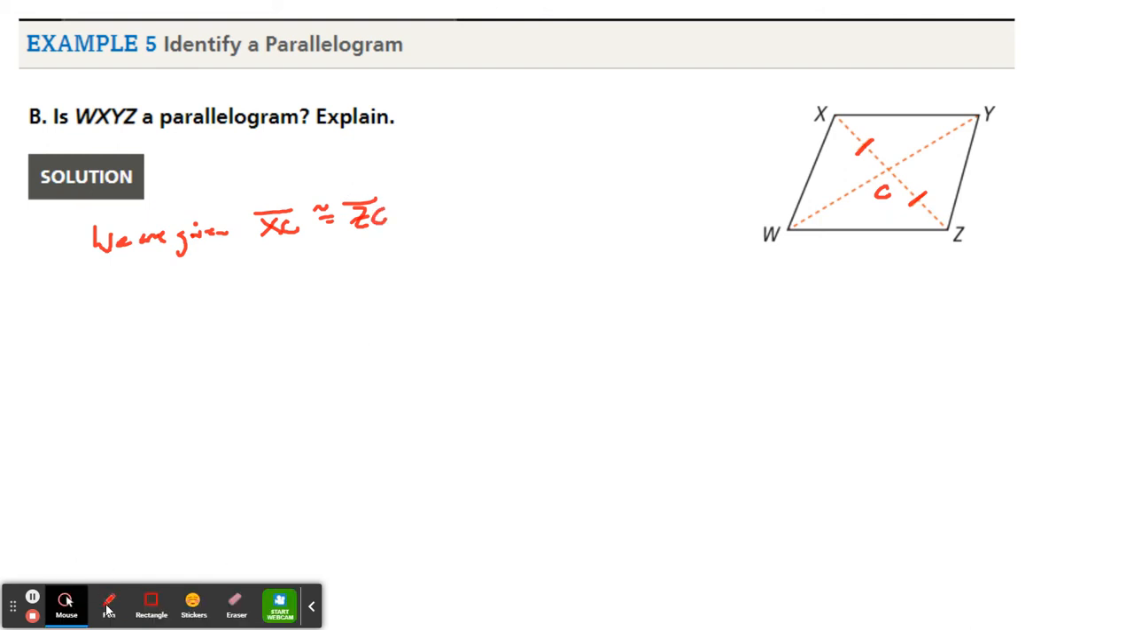So what this means is that diagonal XZ is being bisected. But the problem is we don't have these other markings. Those aren't there. So we don't know if the diagonals bisect each other. We know one diagonal bisects one diagonal, but we don't know if they bisect each other. Therefore, we cannot determine. All right? So we are given this, however.